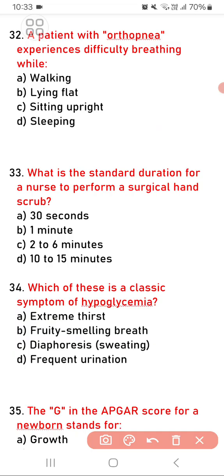A patient with orthopnea experiences difficulty breathing while lying flat. What is the standard duration for a nurse to perform a surgical hand scrub? 2 to 6 minutes. Which of these is a classic symptom of hypoglycemia? Diaphoresis, that is sweating.